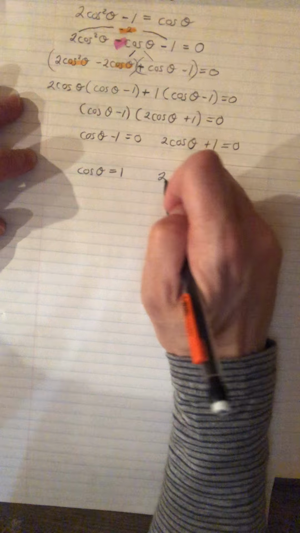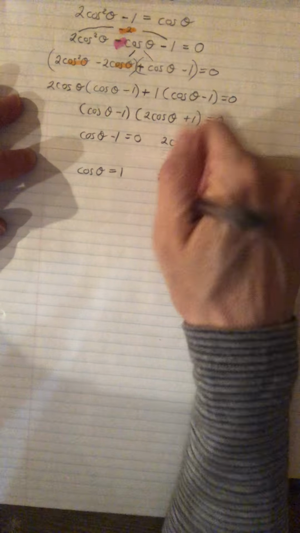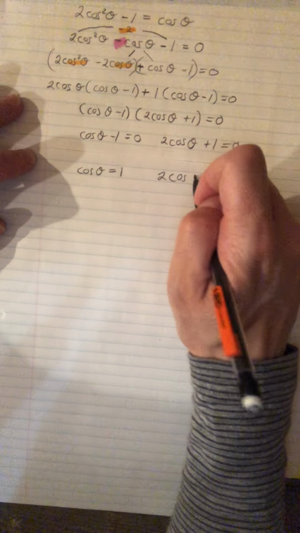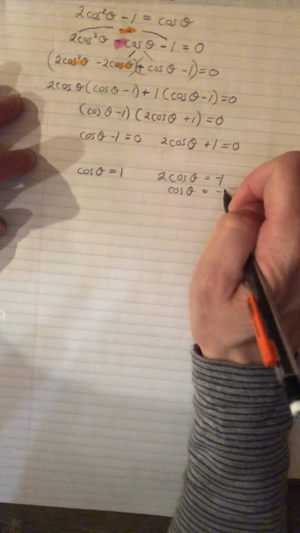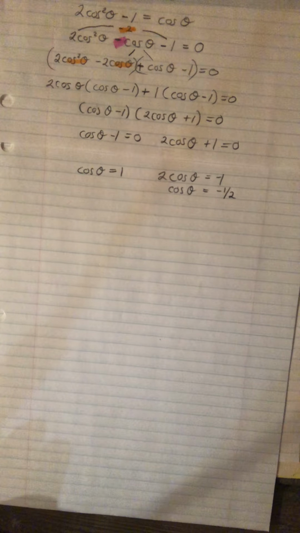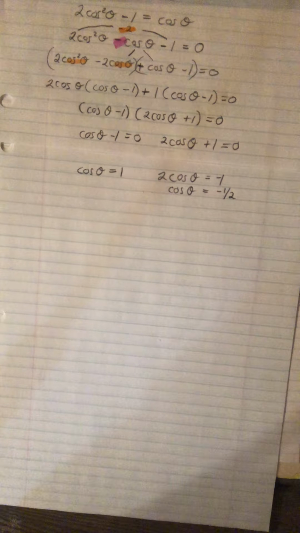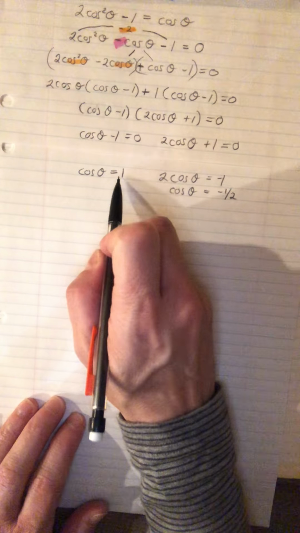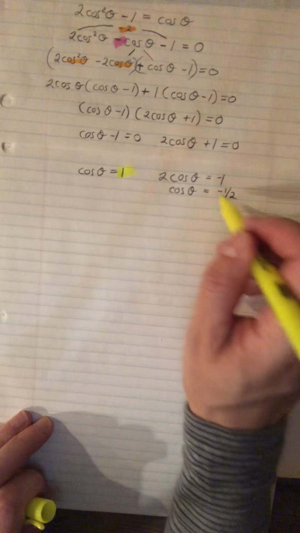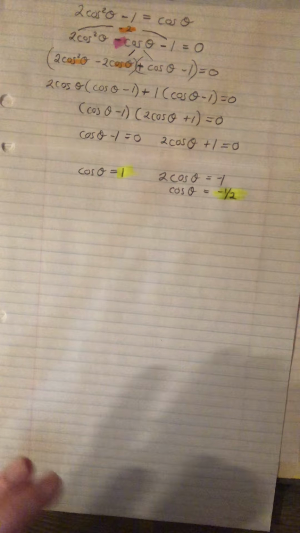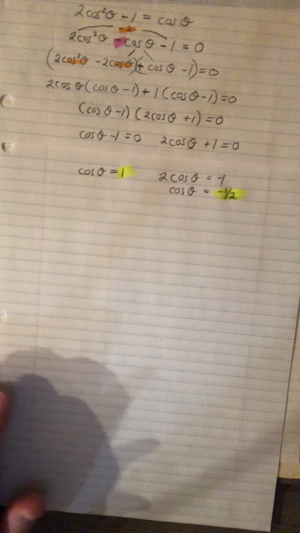Here I'm getting cosine theta equals negative 1/2. That's what I have here. So now if I take a look at this, I go to that unit circle, and I know when cosine is 1 and cosine is negative 1/2. Remember, cosine's your x, so I'm looking for 1 and negative 1/2. And because it's on my unit circle, I don't have to worry about the calculator.